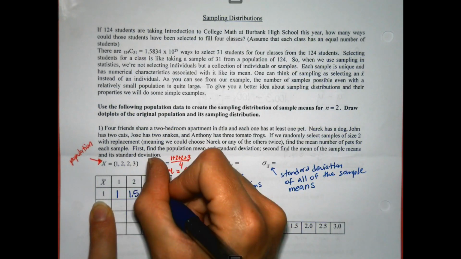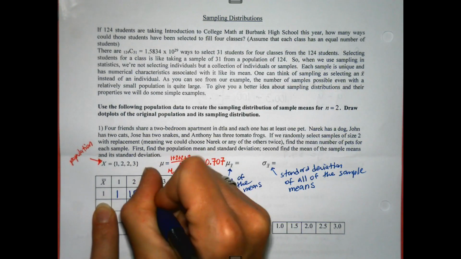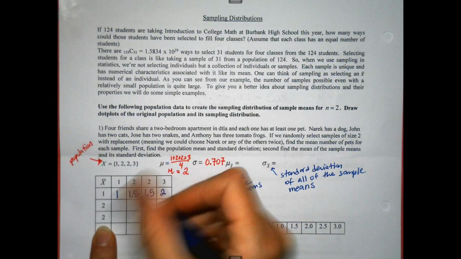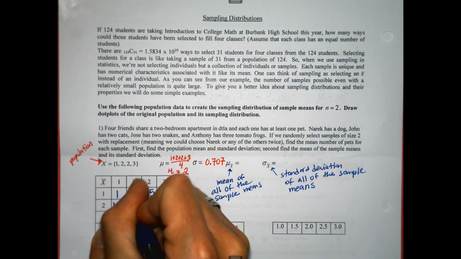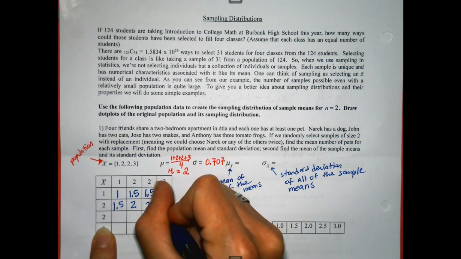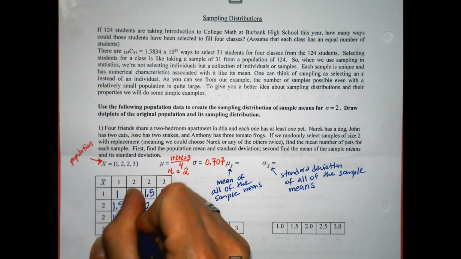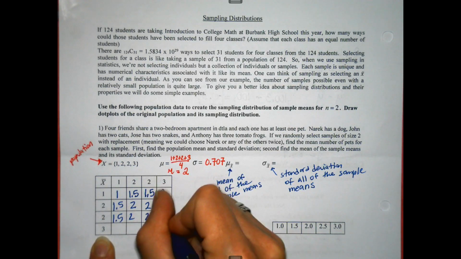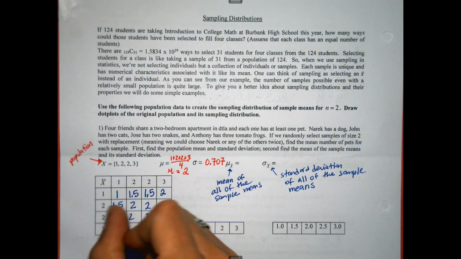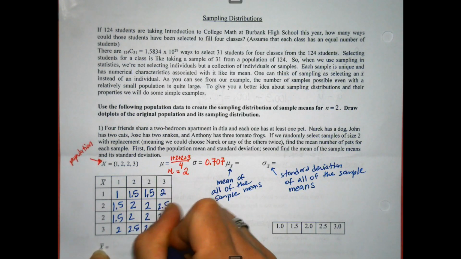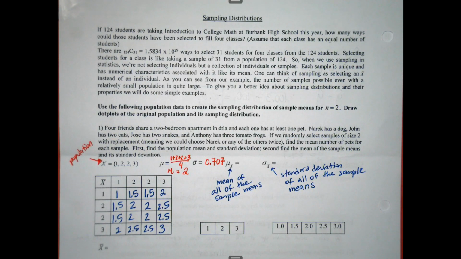And then again, 2 plus 1 is 3, divided by 2 is 1.5, and so on. So all I did was find the mean of all of these different possible samples. And then I'm going to find the mean of all of those.